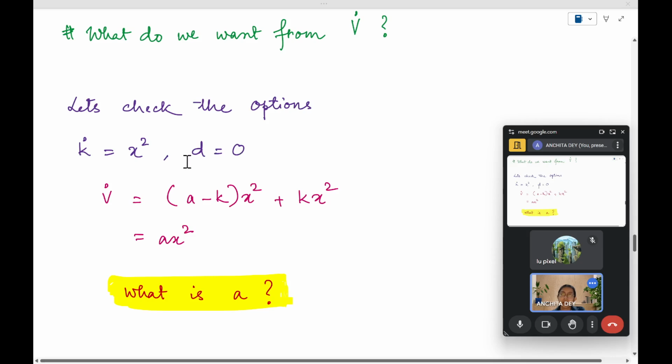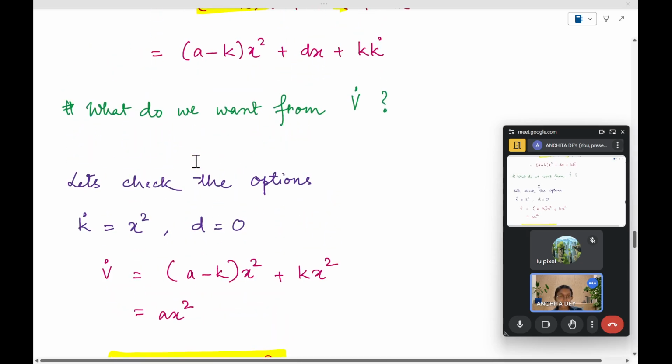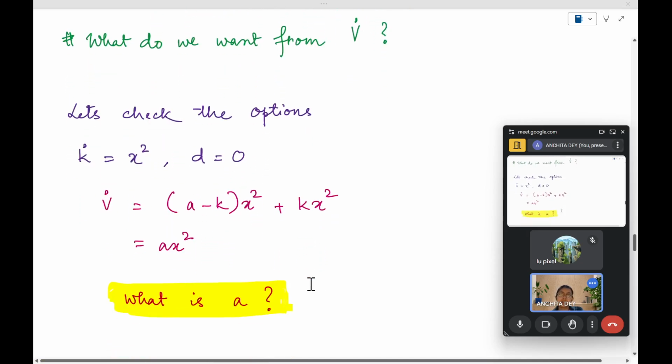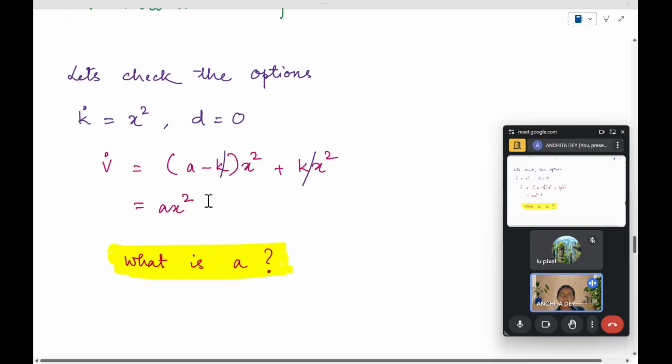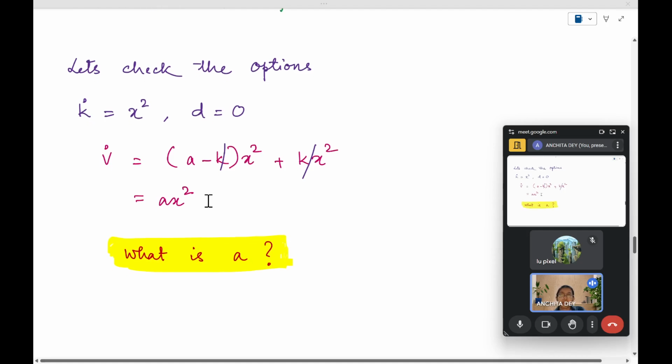If you replace it here, of course this d term will not be present, and you are left with (a minus k)x square plus k dot. In place of k dot you put x square, so you have plus kx square. So again these two kx square terms get cancelled, this one and this one would be gone, and you are left with ax square. So now the question is, what can you conclude?